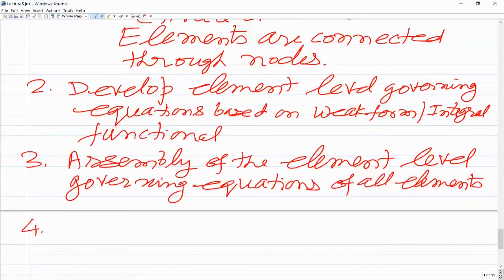The fourth step: see what we do in the case of approximate analytical solution, either based on the weak form or the integral functional. We try to satisfy the essential boundary condition a priori, but we don't do that in the finite element method. At the element level governing equation, we do not impose the boundary condition. We just develop the equations, then assemble, and only after assembly we impose the boundary condition. So the fourth step is imposition of boundary conditions.